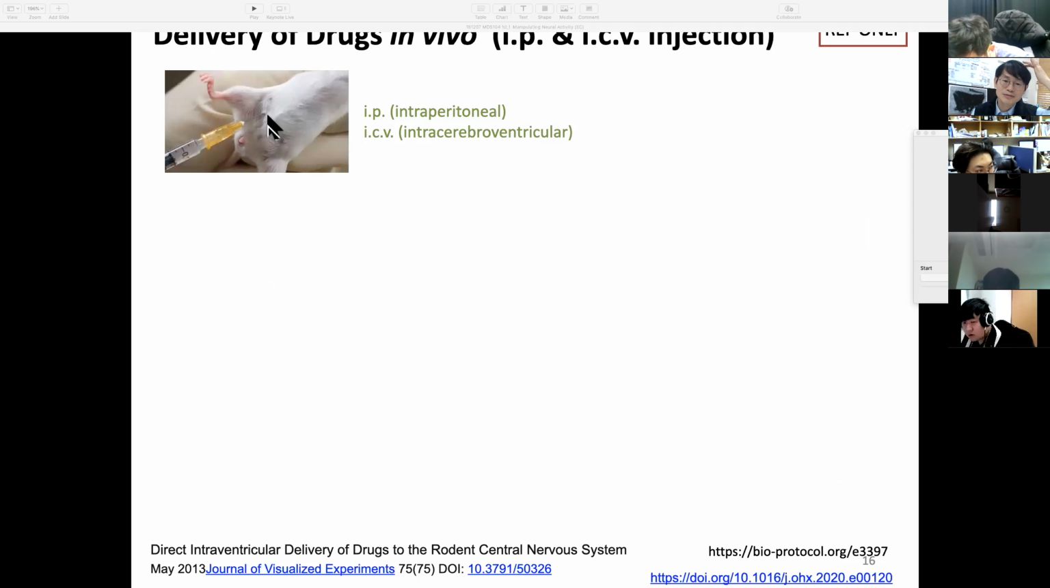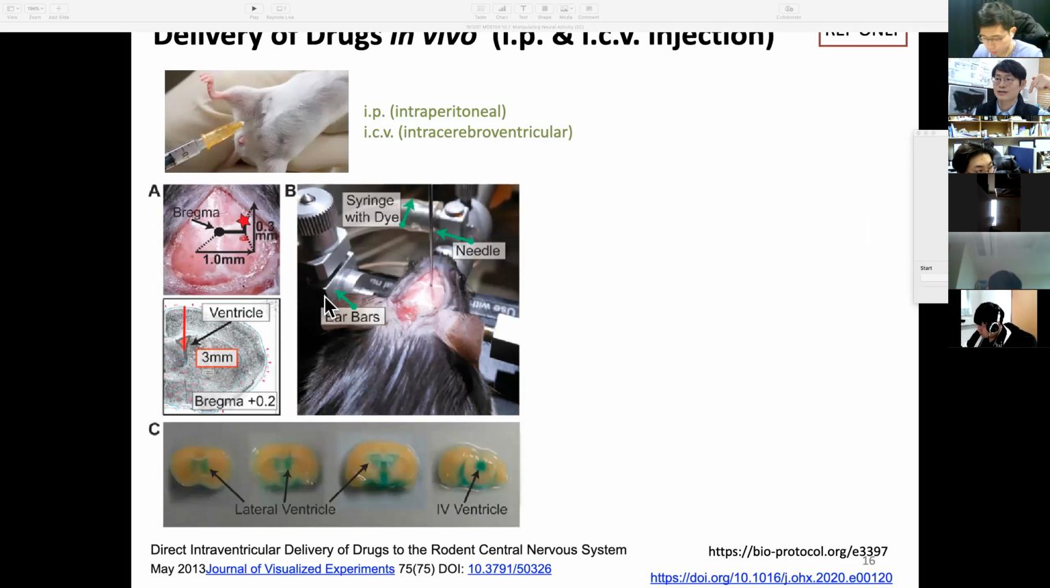However, inside the brain, this can have a problem. It can have a systemic effect. So inside the brain tissue, you have to think another way. That is by using CSF, cerebrospinal fluid. So you can access that directly by using intracerebroventricular injection, such as this.